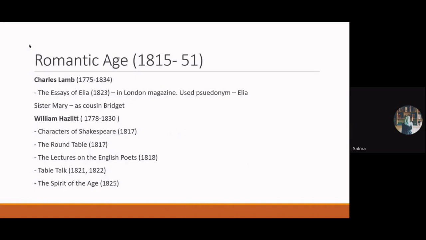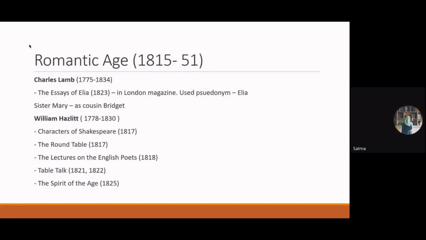Then when it comes to the Romantic Age, definitely you should focus on Charles Lamb, the Essays of Elia. And we know Essays of Elia, where you will come across characters like Elia and the cousin. I mean, his sister Mary is treated as cousin Bridget. Okay, South Sea House is the first essay. Then you'll come across so many essays, Chimney Sweepers, and those things.